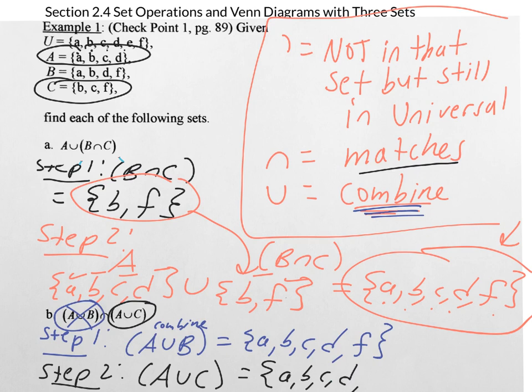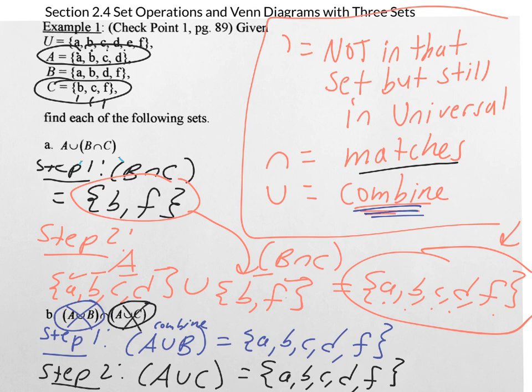And let's see, I've already listed B and C. So the only other element set C has is an F. So I get A, B, C, D, F when I unite A and C together. All right, so that set of parentheses is done.